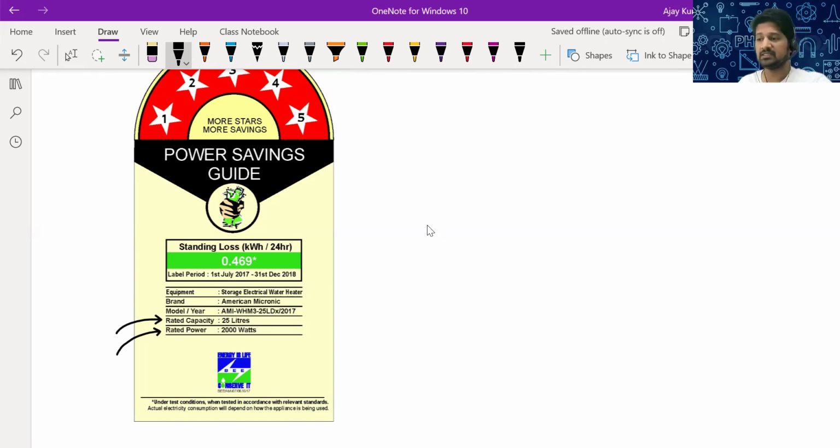Okay. That basically, rated means maximum. So the maximum capacity that it can hold is 25 liters. And rated power, the maximum power that it consumes, is 2000 watts.